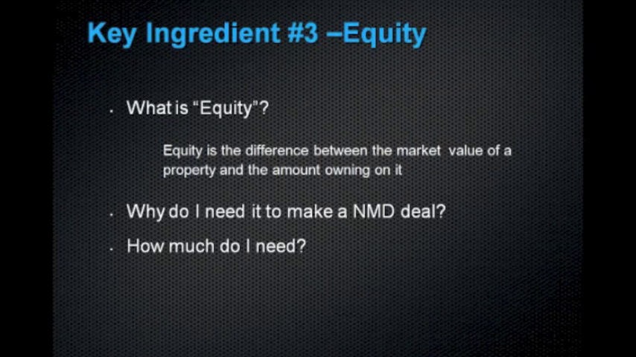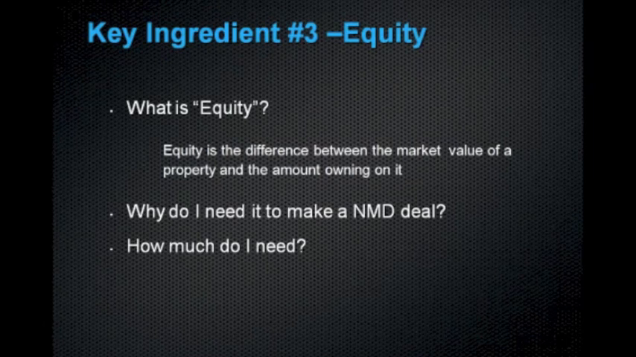Now, key ingredient number 3 is equity. Well, first of all, what is equity? Equity is the difference between the market value of a property and the amount owing on it. So if a property is worth $500,000 and the vendor owes $250,000, he has $250,000 of equity on the property. That is what you're looking for.